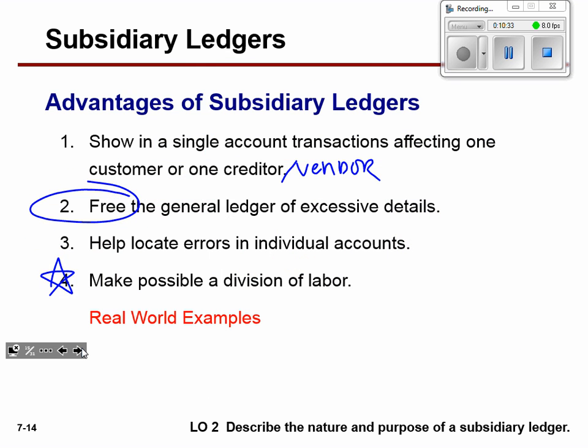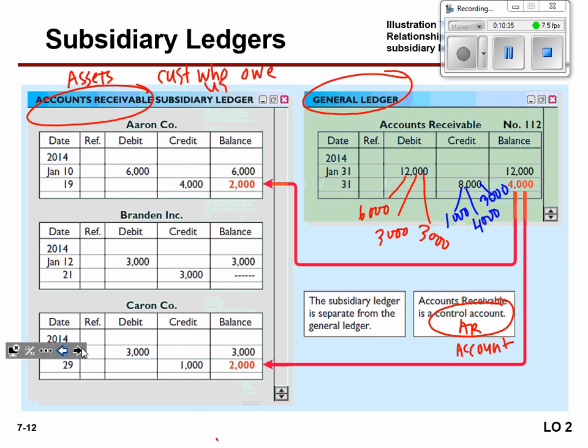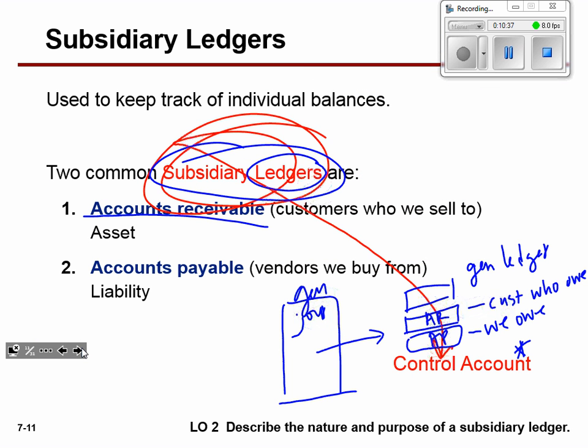The big vocabulary you need to know was this slide. Subsidiary ledgers, whether it's AR or AP, tell the individual customer or vendor stories, but they talk to the control account, and all the control account is concerned with is a total of the debits, a total of the credits.